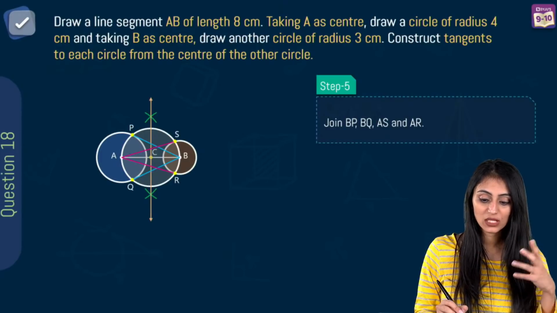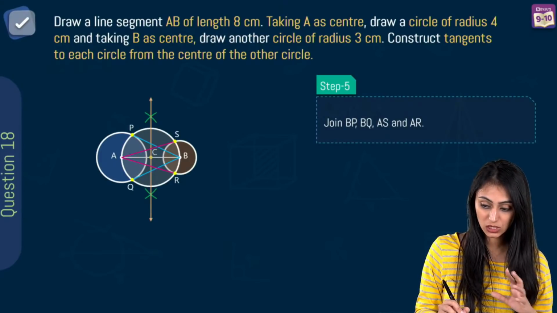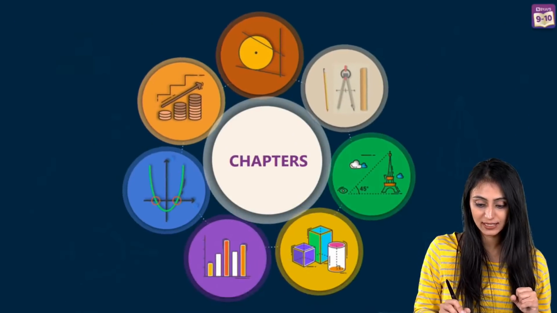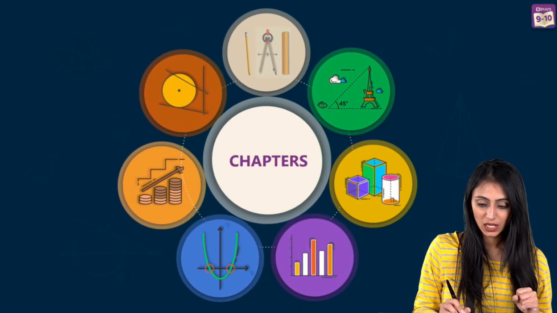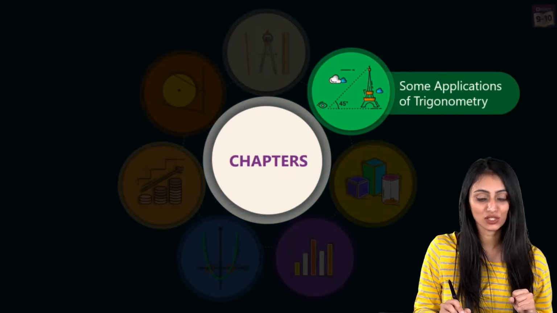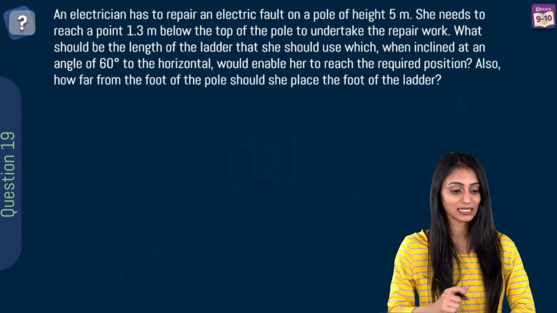All right, so this was from the constructions. This was the last question. Now let's move ahead. Let's take a look at the next chapter now. Now we will be discussing some applications of trigonometry. So here is question number 19.